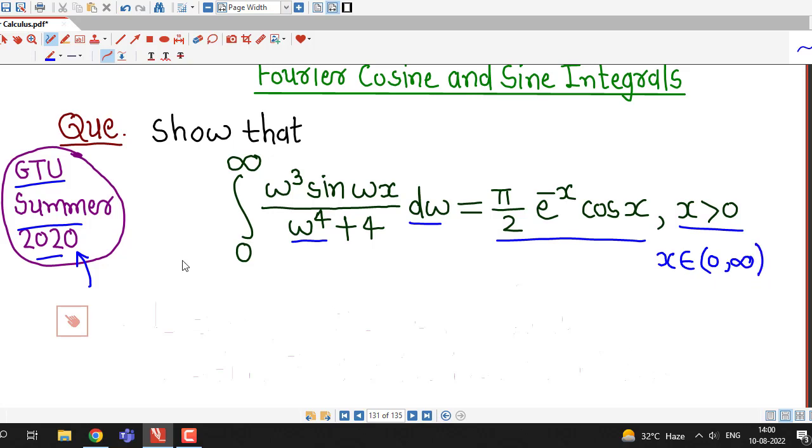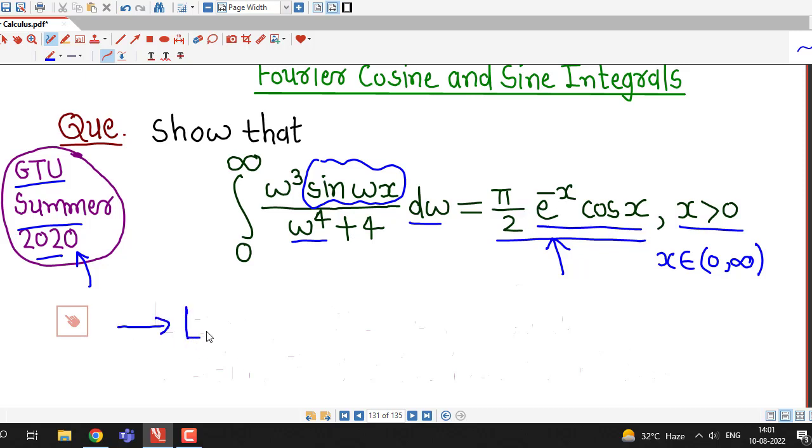So as we have discussed in earlier lectures, whenever we have sin omega x inside the given integral, we have to find out Fourier sine integral of some function. The function for which we have to decide Fourier sine integral can be selected using the right hand side of the given equation for the given improper integral. Here the function on the right hand side is e raised to minus x cos x multiplied with pi by 2.